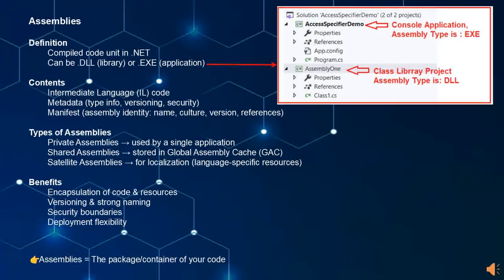Assemblies in .NET are compiled code units, created as either DLLs or EXEs. They contain intermediate language code, metadata, and a manifest that defines identity and references. There are three types of assemblies: private, shared in the global assembly cache, and satellite assemblies for localization. Assemblies provide benefits like encapsulation of code and resources, strong versioning, defined security boundaries, and flexible deployment.